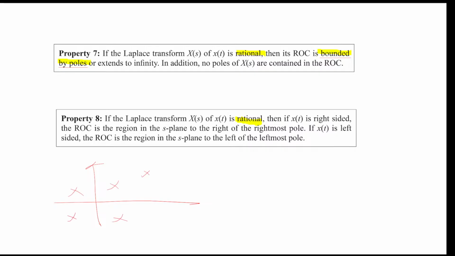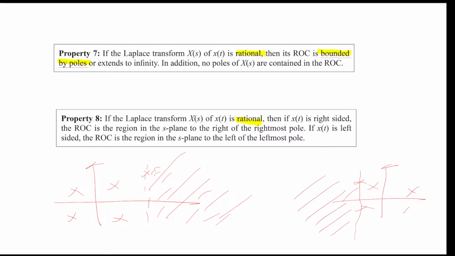Okay, so the right side of that strip should go to positive infinity, and then the left side of the strip should be bounded by a pole, assuming this thing has a pole. So if x of t is right-sided, then your ROC will be to the right of the rightmost pole. Similarly, if your x of t is left-sided and you have a whole bunch of poles, then your ROC should extend to negative infinity on the left, and on the right side it should be bounded by the leftmost pole.